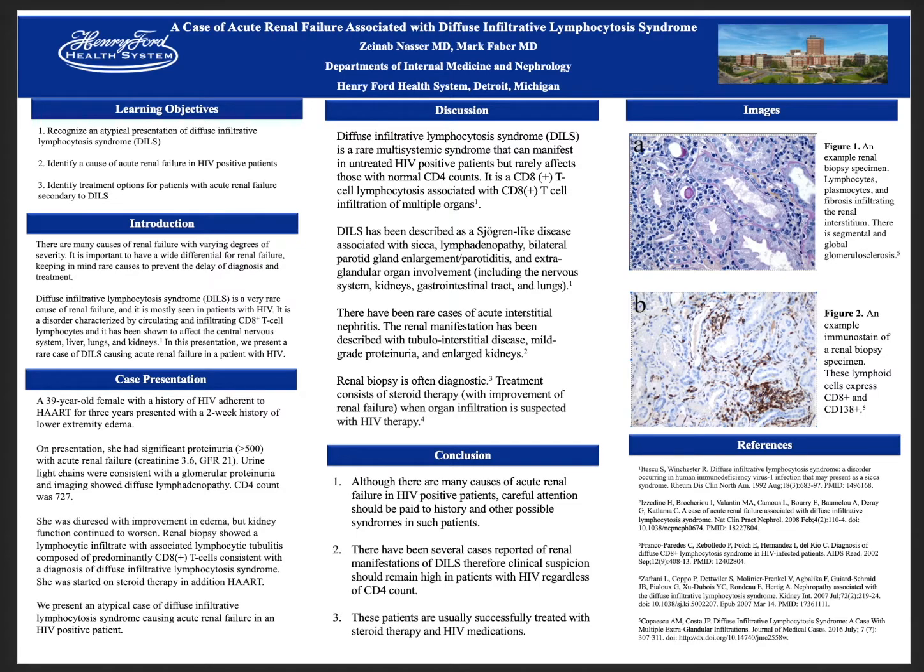I do want to bring your attention to the histology that I have on the right. This is not from my patient specifically, but this is a histology that you would see in a patient with diffuse infiltrative lymphocytosis syndrome. In Figure 1, this is a renal biopsy specimen. You can see lymphocytes, plasmacytes, and fibrosis infiltrating the renal interstitium. There's also segmental and global glomerulosclerosis. And in Figure 2, this is an immunostain, and it's showing lymphoid cells that are expressing CD8 and CD138.